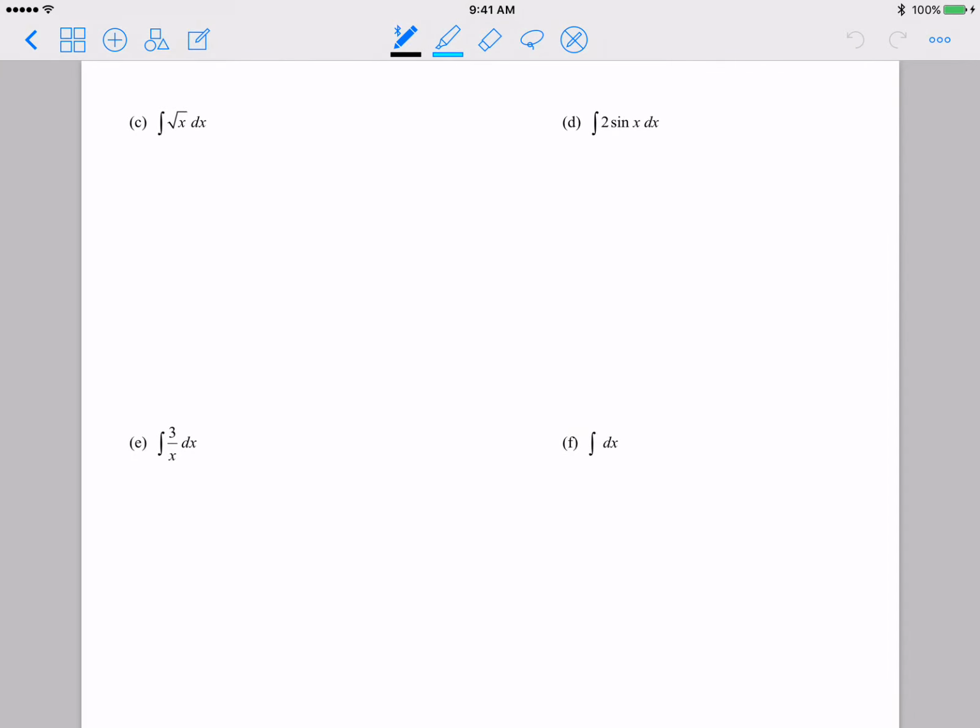Okay, example C, we have the integral of the square root of x. In order to be able to use the power rule, I'm going to rewrite that as x to the 1/2 power. Just remember from algebra that the square root of x means x to the 1/2. Using the power rule, we increase 1/2 by 1, which gives us 3/2, and then divide by the new exponent, 3/2, plus c. But anytime I divide by a fraction, that's really multiplying by the reciprocal. So this is going to be 2/3 x to the 3/2, and then don't forget plus c.